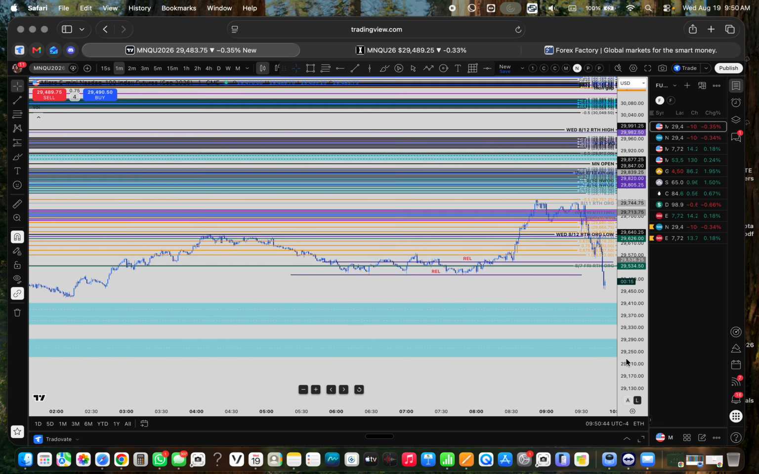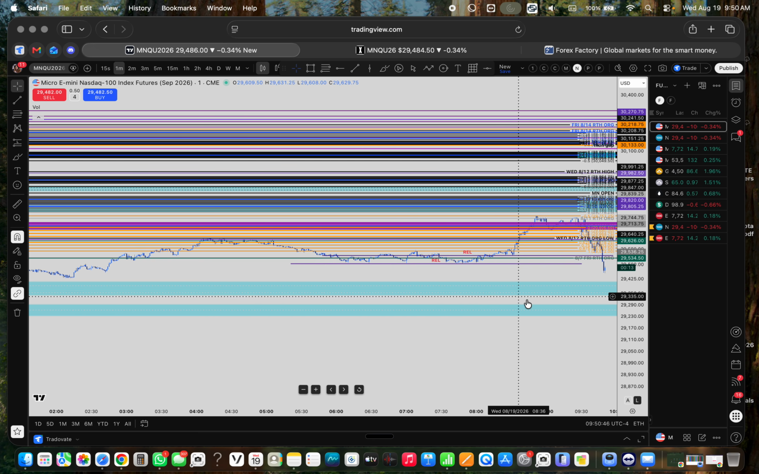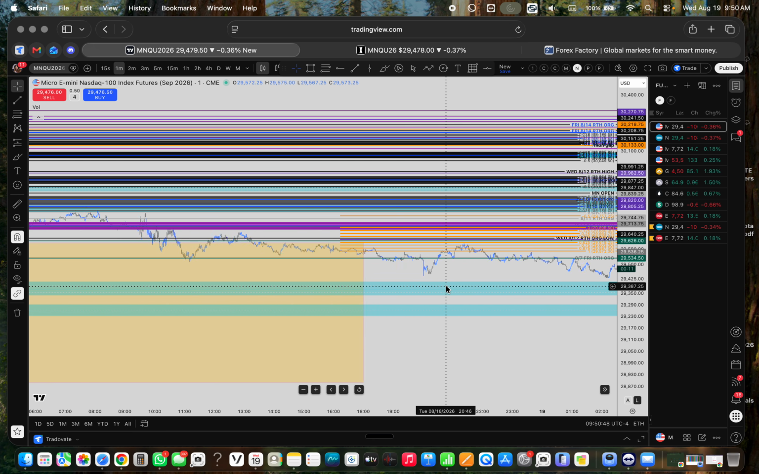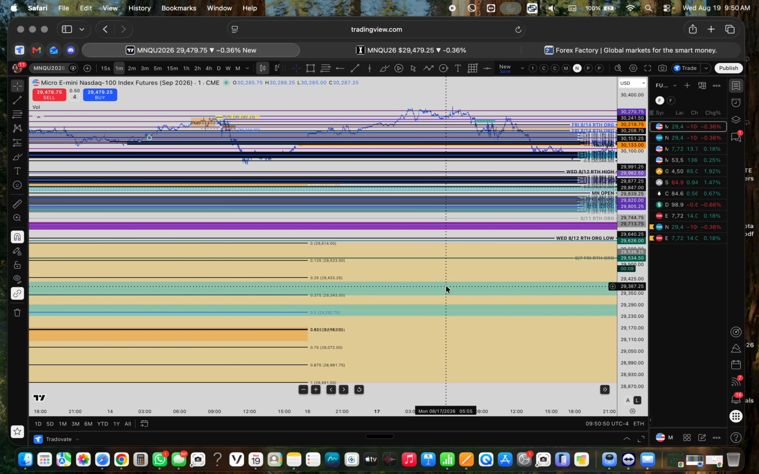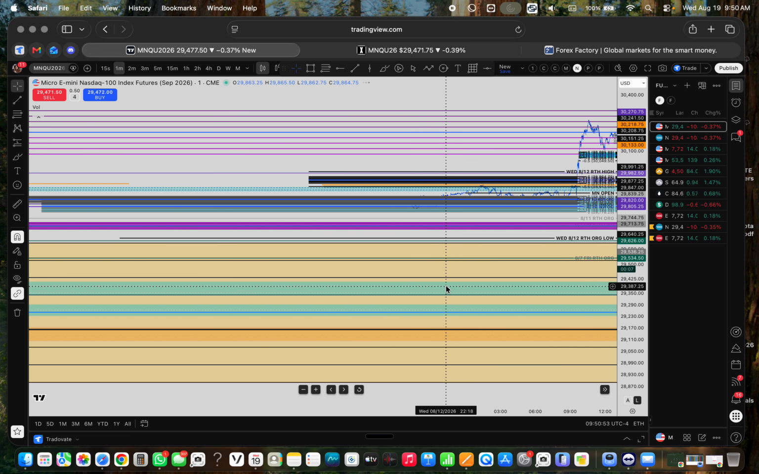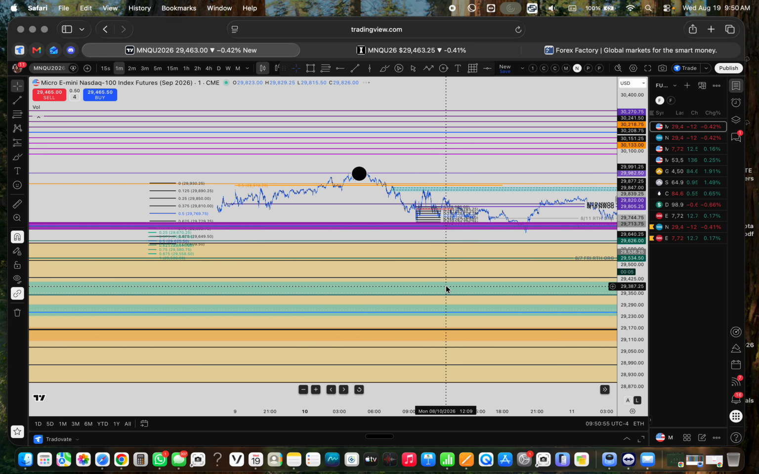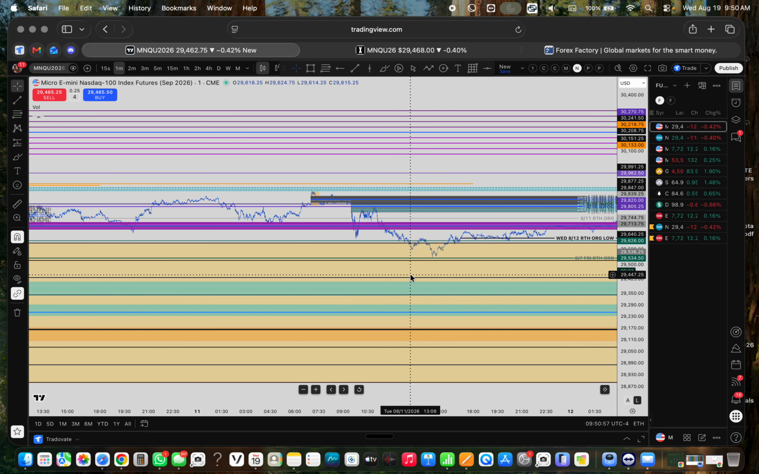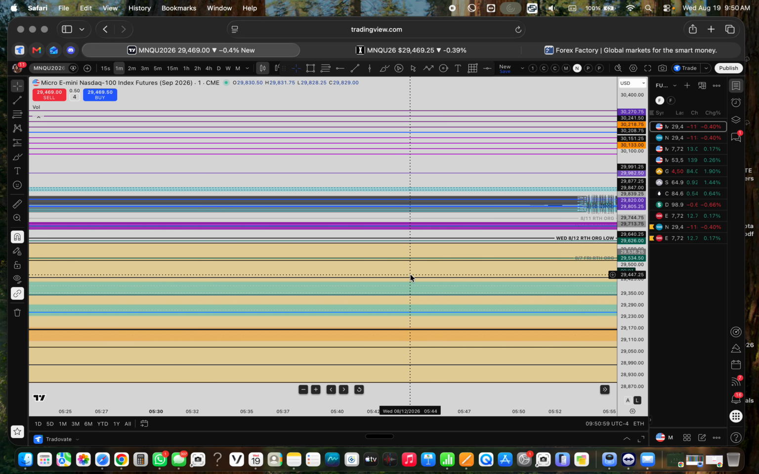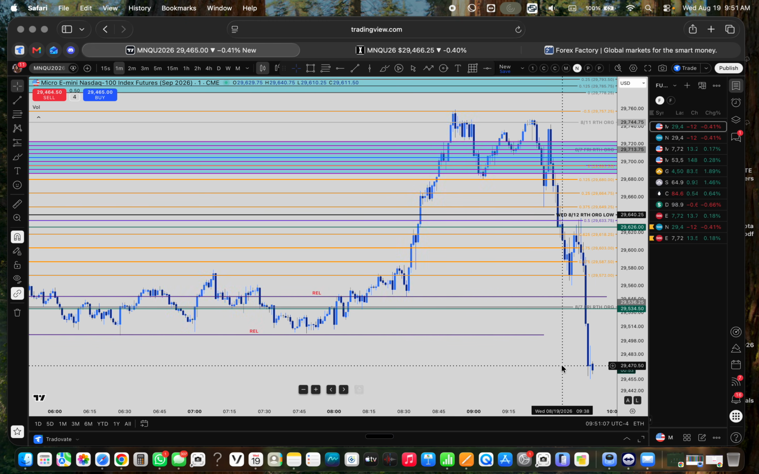I also would be mindful of these blue boxes to see if price enters into them. I draw key levels all the time based off of fair value gaps, not usually off of order blocks, but fair value gaps that take place during a certain time. I'm looking at 9:30. I'm looking at 7 a.m. to 8:50, because time is like a huge confluence.